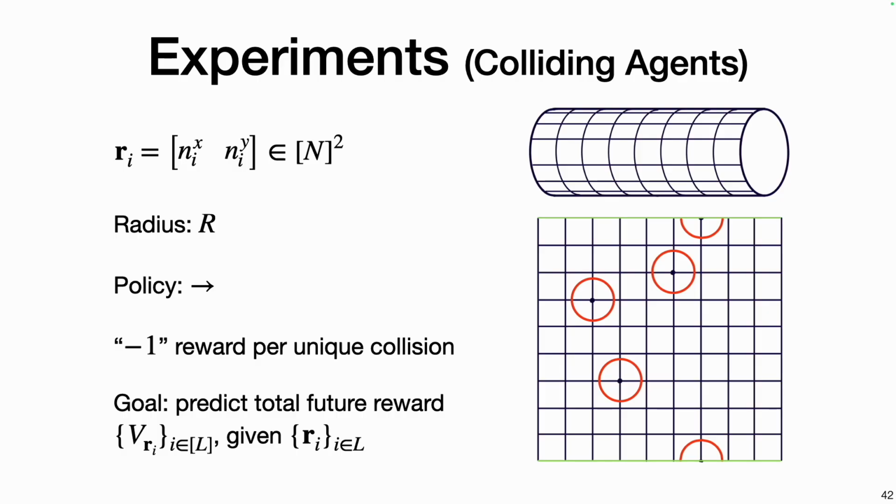Each agent is modeled as a circle of radius r, and they execute a simple move right policy. Again, we choose this simple policy for easing the description here, but you do not have to make this selection. You can choose more complex policies too. It does not change the theory. The goal is to predict each agent's total future reward from the initial positions.